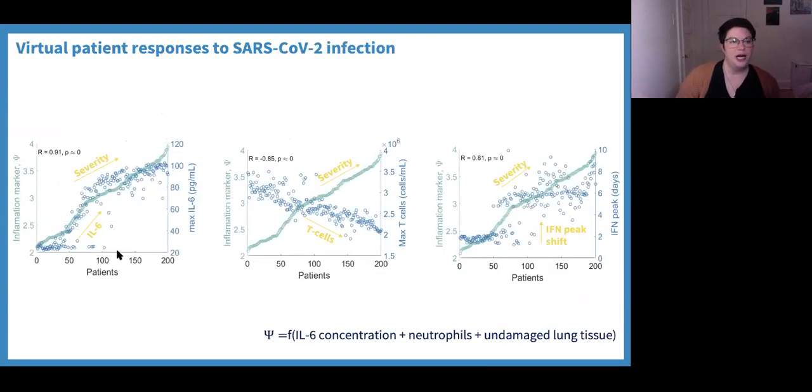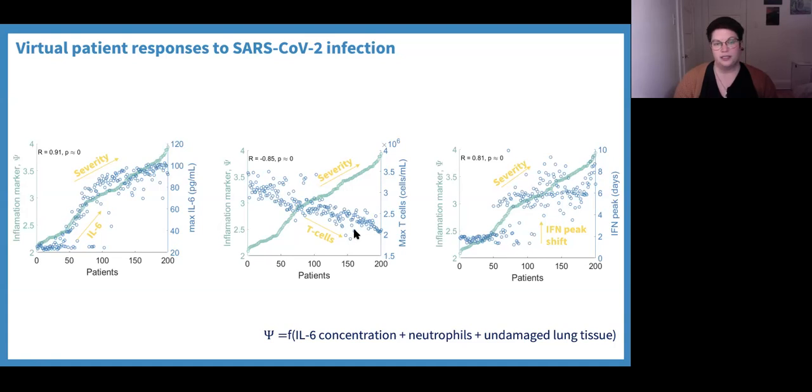So what do we see? If we plot in green, increasing severity, so from left to right, in each of these plots is low disease or low severity and high severity. And we plot things like IL-6 concentrations, T cells, and interferon peak shift, which I'll explain in a second. Each individual circle here, so each a vertical line corresponds to a patient. In green is their inflammatory marker. In blue is either their T cell, IL-6, or time to interferon peak. And what we found was completely, again, like I said, emergent. This was not like forced on our model, that with increasing severity, we had increasing concentrations of IL-6.